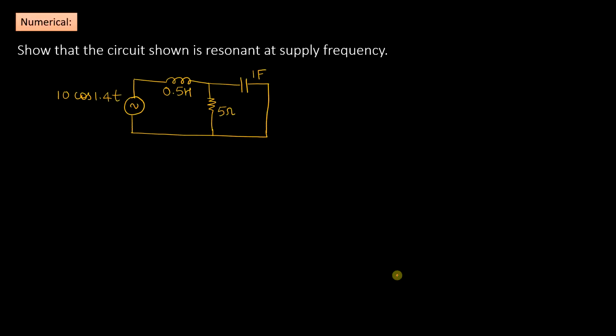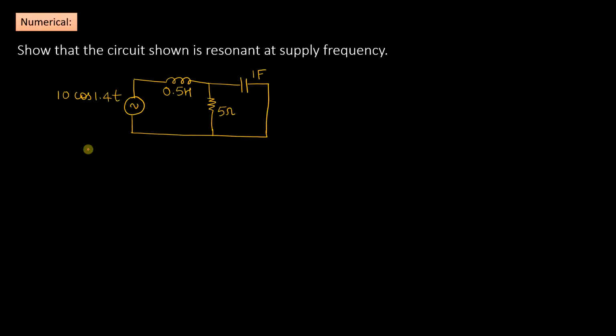From mere observation, you have an inductor, a resistor and a capacitor. The resistor and the capacitor are connected in parallel, so this parallel combination is in series with the inductor. So this circuit is much of a practical case of series resonance, right?